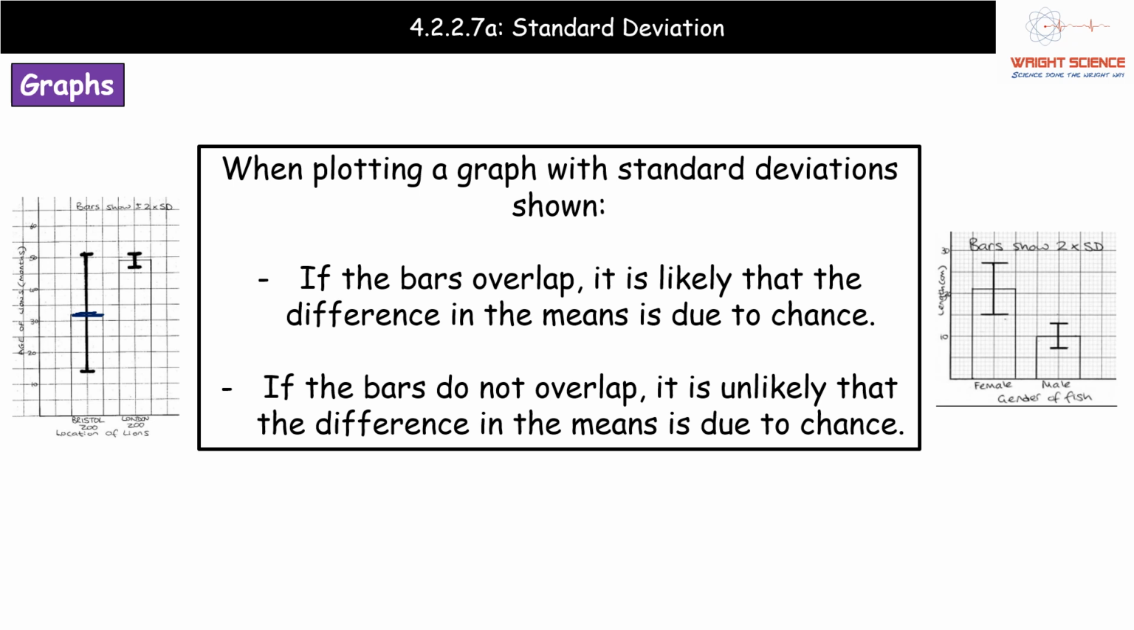When we're interpreting these graphs, if the bars are overlapping, then it's likely that the difference in the means is due to chance. In this case on the left here, we've got 2 different bars for our standard deviations. They are both overlapping, and therefore the difference is probably just down to chance. Whereas on the graph on the right hand side, the standard deviation bars do not overlap. So it's unlikely that the difference in those 2 means is actually down to chance. There's something else causing that difference.